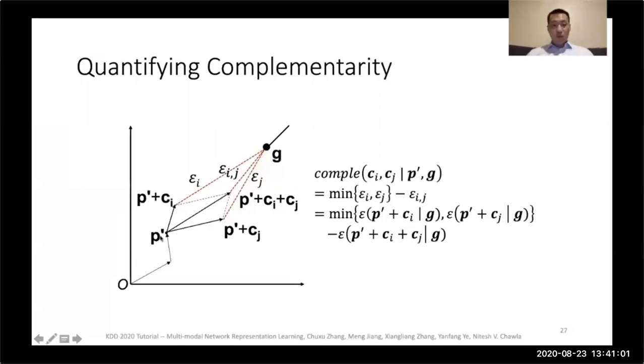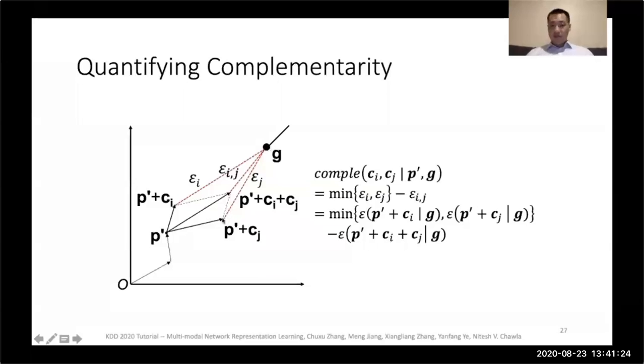So here, suppose we already got a plan P prime, and if we have PI, we can be here, a little bit closer to G. If we have CJ, we can be here, also a little bit closer to G. If we have both, we'll be here, right? More close to G.